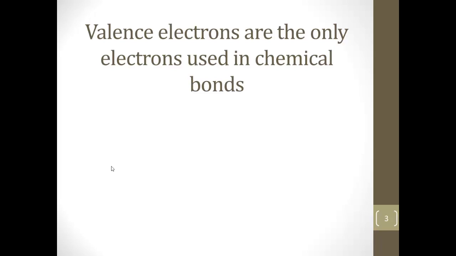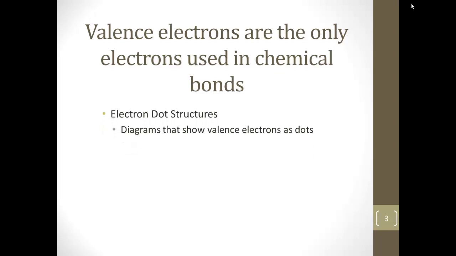Valence electrons are the only electrons that are used in chemical bonds. The inner shell electrons aren't involved in chemical bonds, only the electrons in the outer shell, these valence electrons.